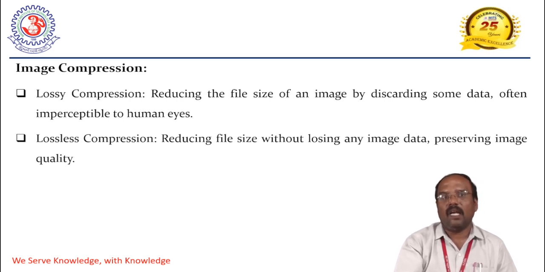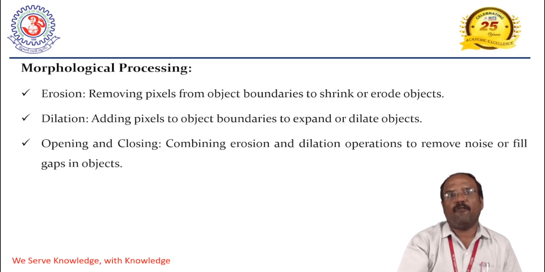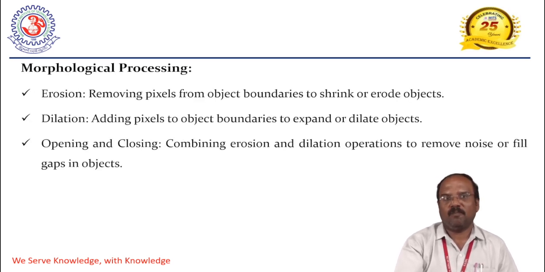That is lossless compression, and more or less we are able to preserve our image quality. So that comes in lossless compression. These are the two techniques which are applied in image compression. Okay. Next thing, we are going for morphological processing.